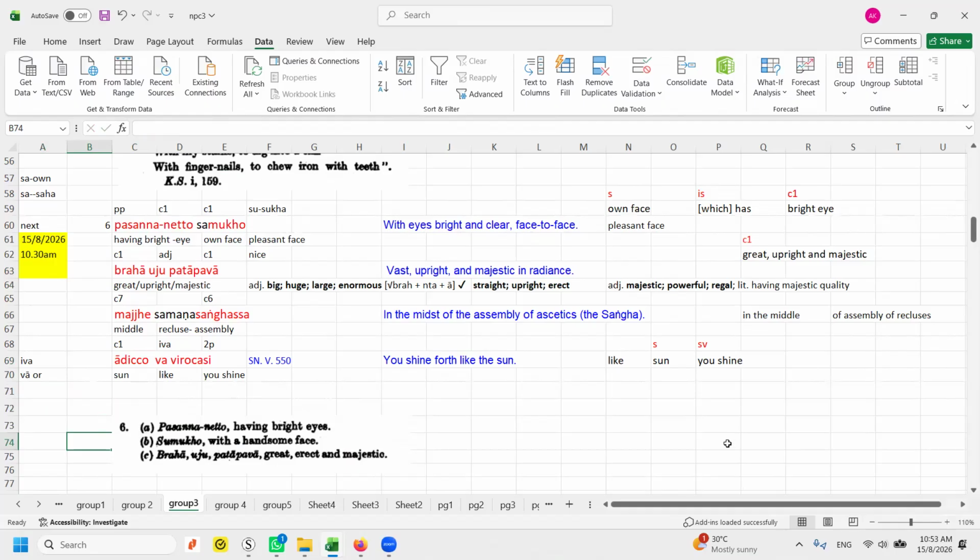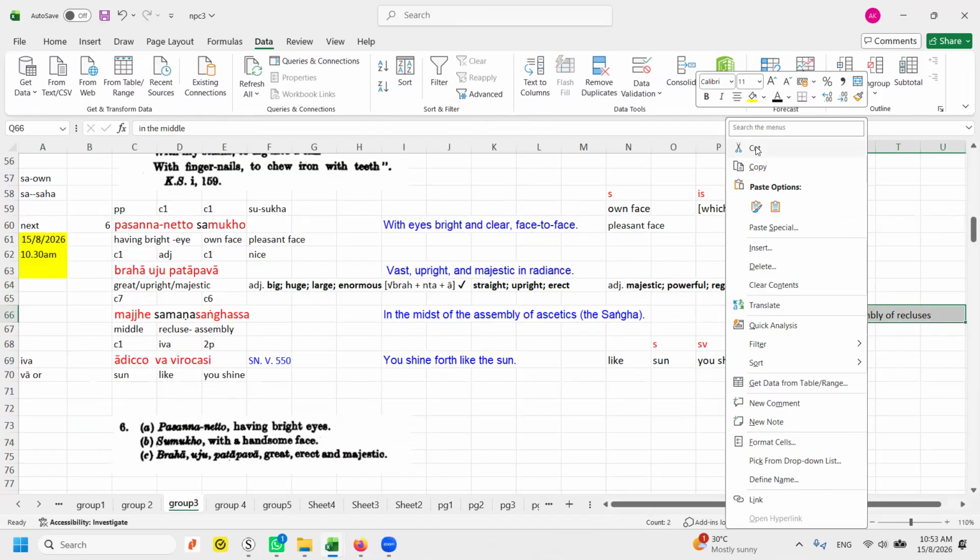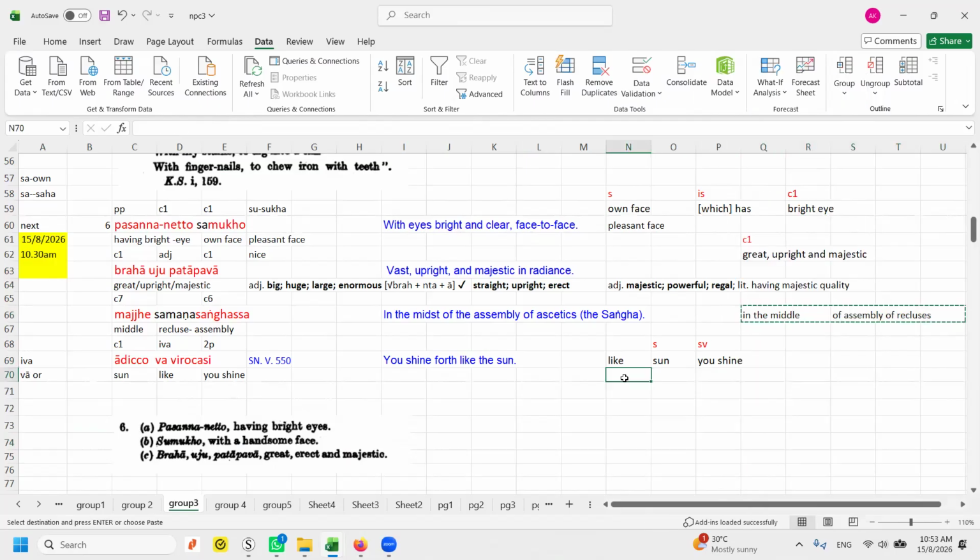You shine. So here it says you shine. Technically, this should come first here. You shine like a sun. You shine like a sun in the middle of the recluses. So that means after "you", when you read it, you know you have to rearrange. You shine like a sun in the middle of the assembly. That is how you translate.